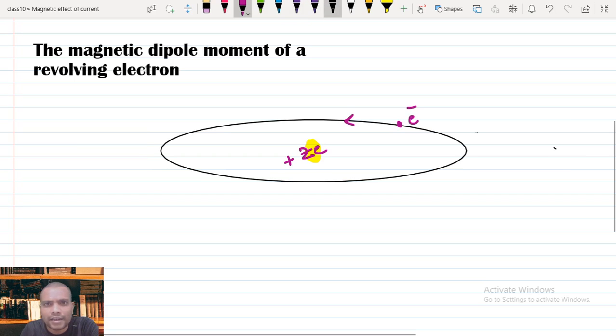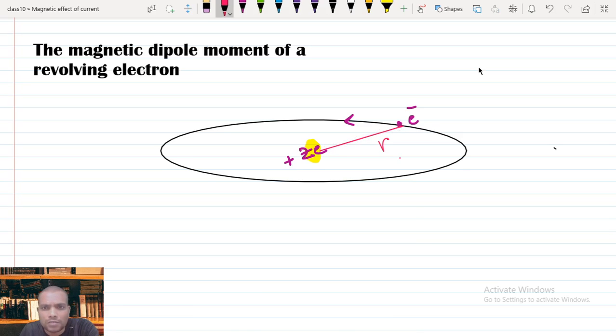Let it be in this direction, and let r be the radius of the orbit. Now this electron is revolving, meaning it is moving in a circular orbit. If I take the electron charge as e, and write the expression for current, we can write the current equal to the rate of flow of charge, q upon t. Here I take the charge magnitude only, and time t.